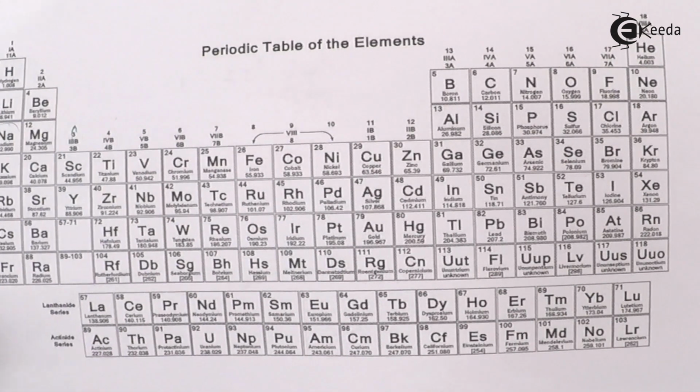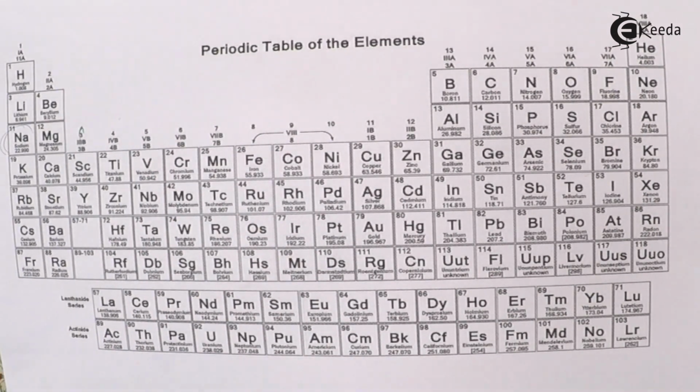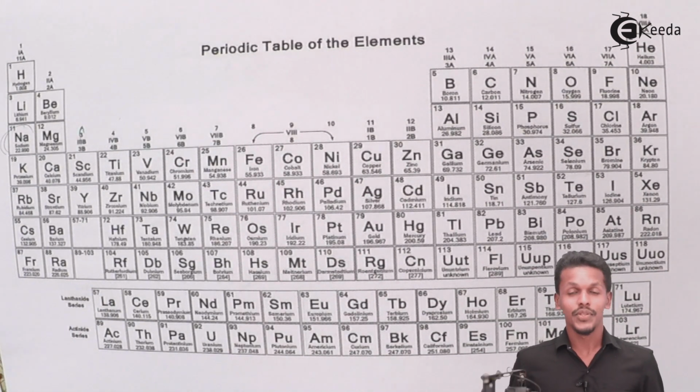So this is very easy to do. This is all because of the modern periodic table, as well as by using the Aufbau principle and electronic configuration. It is very easy to locate. So this is the nice thing about the modern periodic table that we have discussed with you.